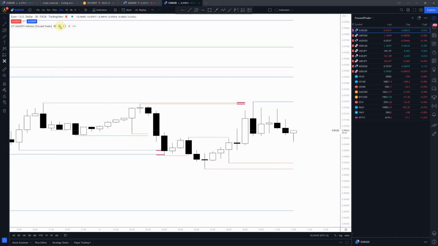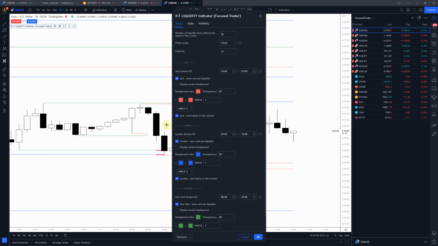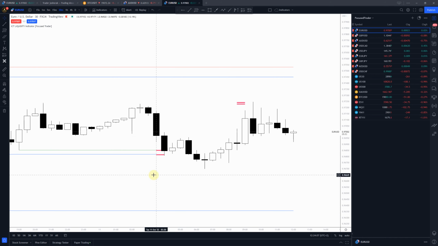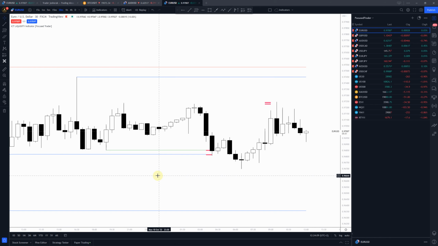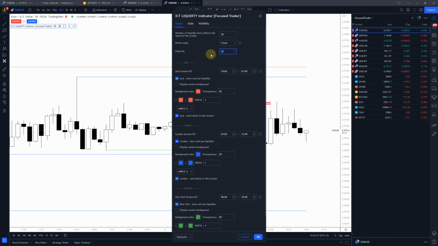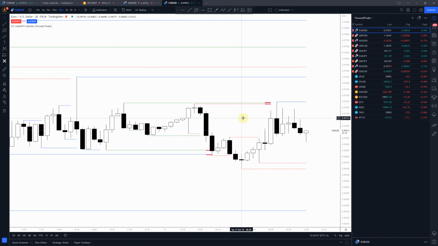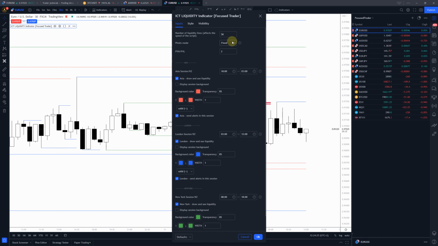If I leave the setting of 12 there and wait for a while, you see that this liquidity is gone. This one stayed, but this is gone. So you see the difference. So this is the fixed mode. If you want to see liquidity of a higher time frame on a lower time frame, you need to change this number, or you don't, because there is a time frame option.